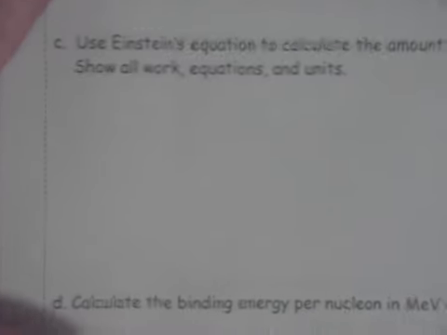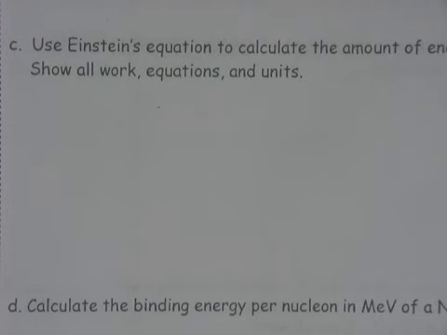All right, so there is part B. Now let's do part C. Use Einstein's equation to calculate the amount of energy in mega electron volts required to disassemble nitrogen-15. Show all work, equations, and units. All right, now here's our issue on this.